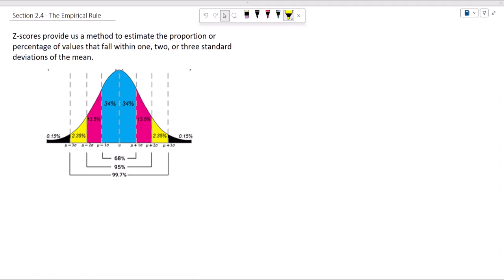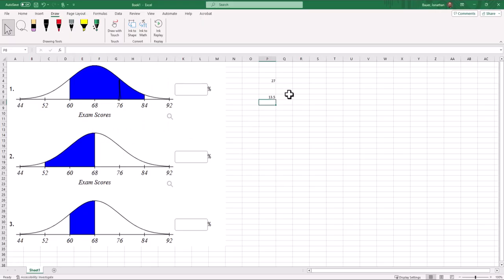So not a bad idea to keep your notes handy for a little bit. So that shaded region is going to be the middle 68 plus 13.5. And maybe I'll just grab this here for some work.